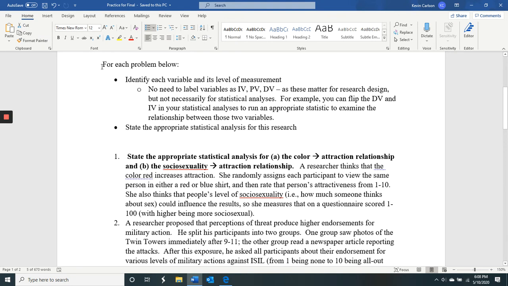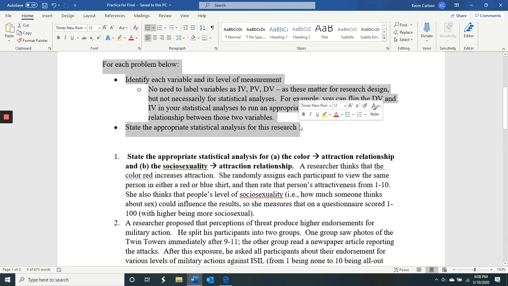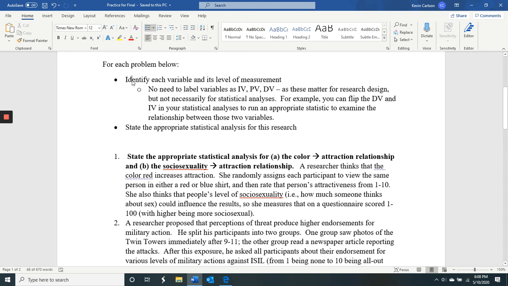So this would be very close to what we're going to have in terms of these types of questions on the final exam. So you're going to be asked to do two things. You're going to be asked to identify each variable and its level of measurement. For the final exam, you don't need to distinguish between the IV, PV, and DV. Those issues are more about research design.